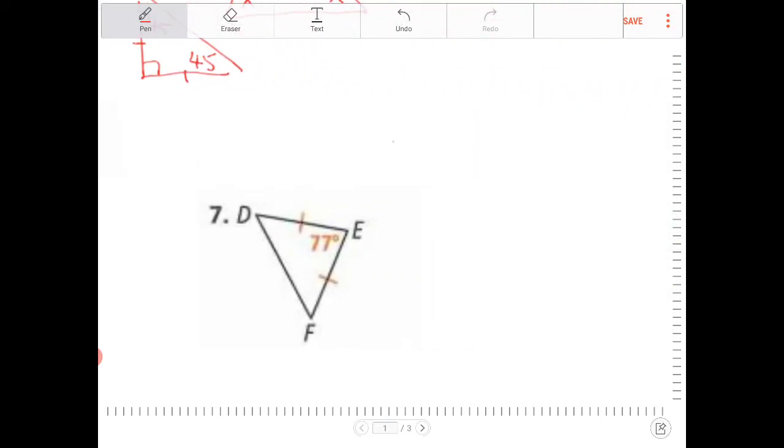So if that's 77, that means the two base angles there are going to be the same. So 2x is equal to 103. Subtract 77 from both sides. Divide both sides by 2. I end up with x is equal to 103 over 2, or 51.5.